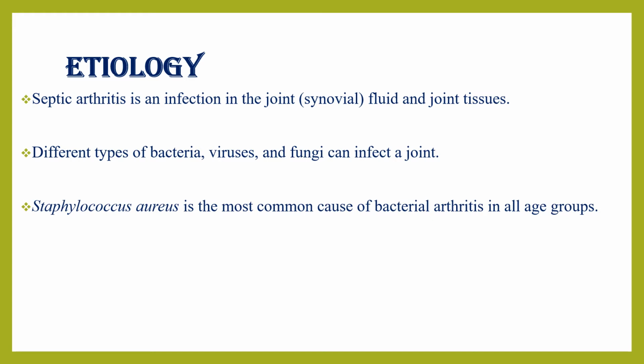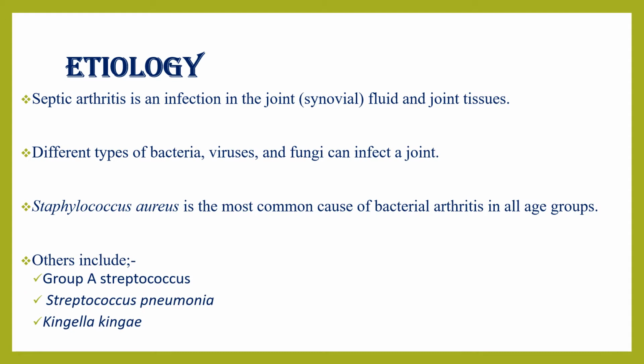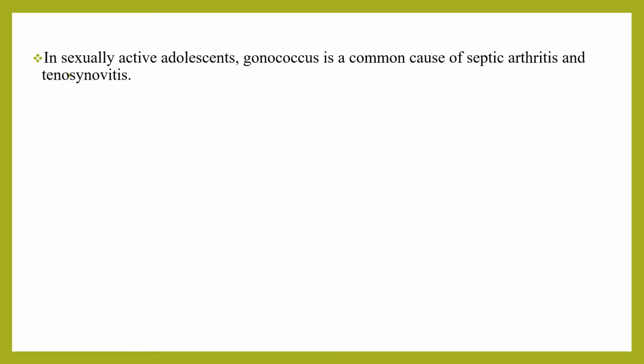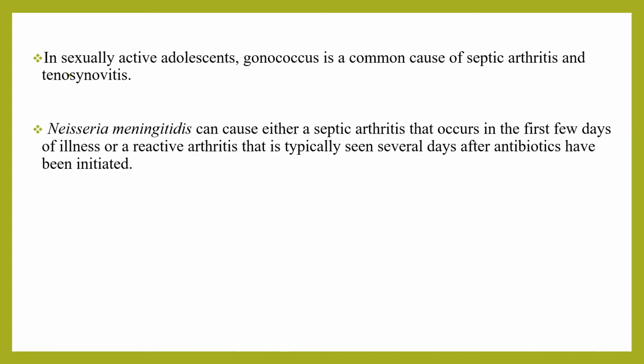Staph aureus is the most common cause of bacterial arthritis in all age groups, starting from the neonatal period. Other common causes of septic arthritis include group A streptococcus, Strep pneumoniae, and Kingella kingae. In sexually active adolescents, gonococcus is a common cause of septic arthritis and tenosynovitis.